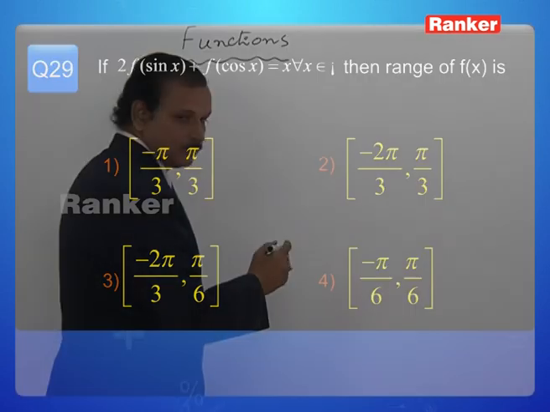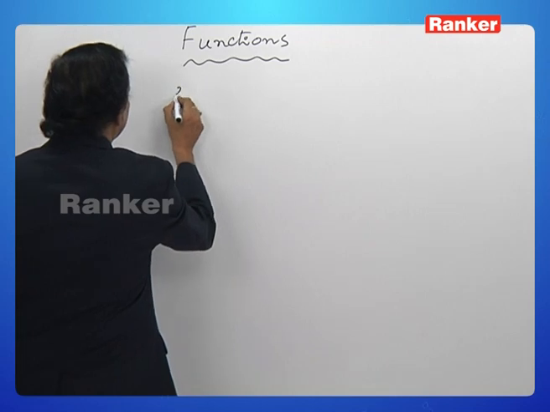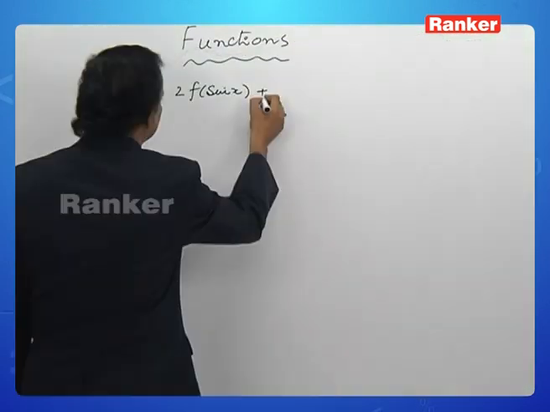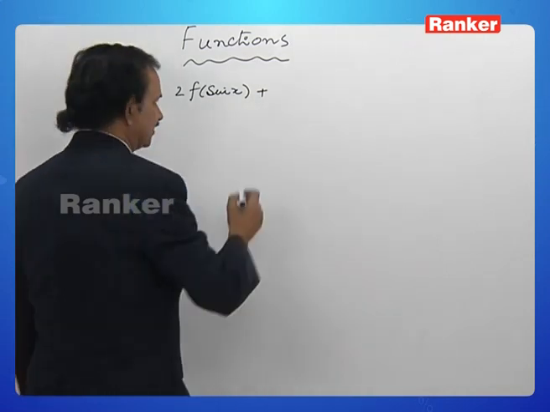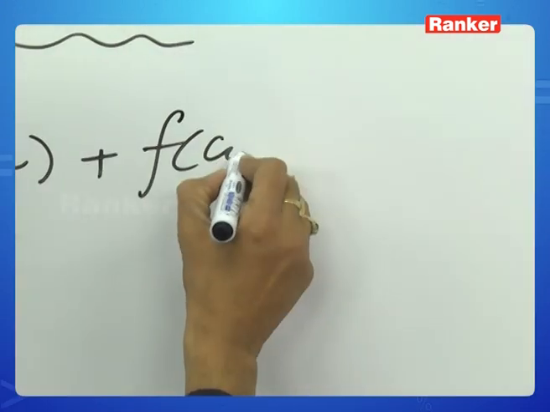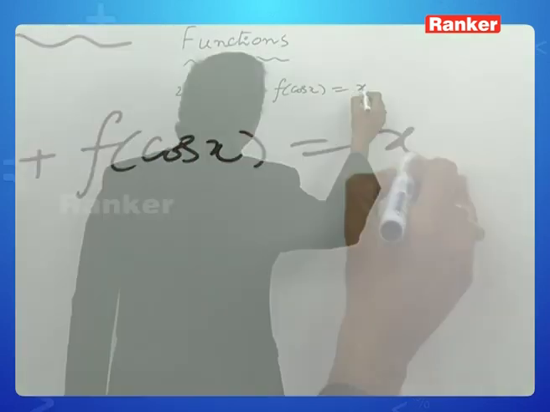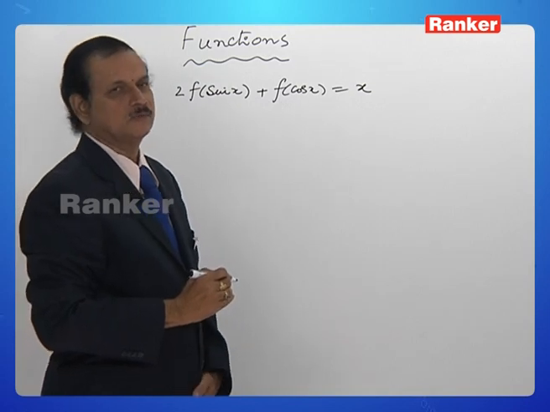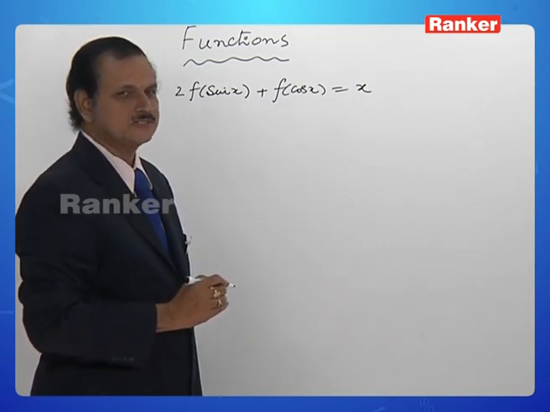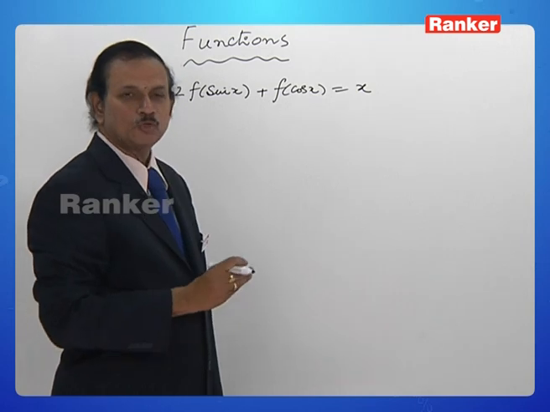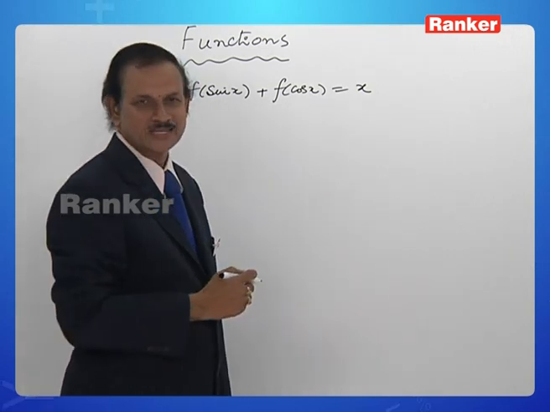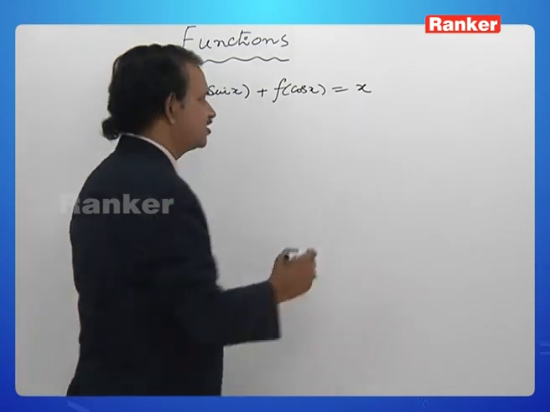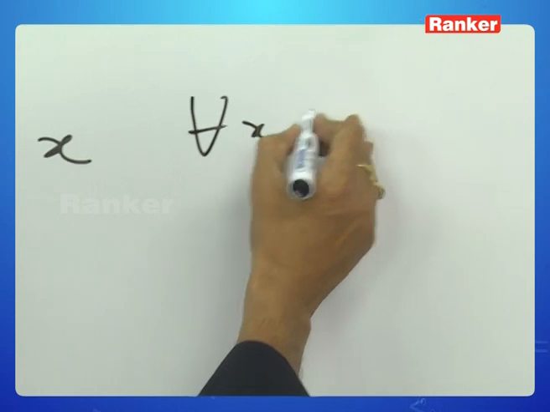Let us see. We are given 2 into f of sin x plus f of cos x is equal to x for all x belongs to R. We are supposed to have the range. Let us now play 2 different ideas. As it is true for all x belongs to R, in the very definition itself it has been given for all x belongs to R.